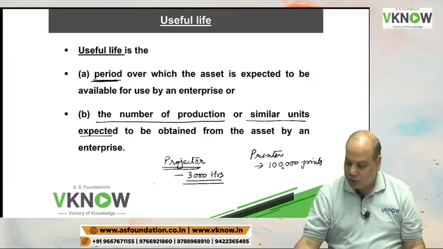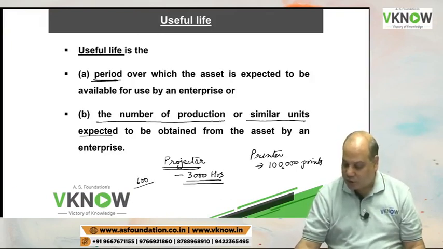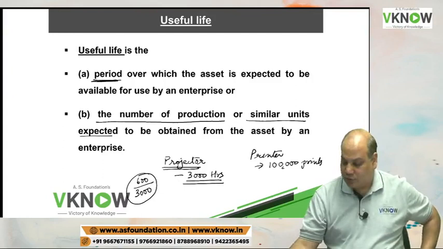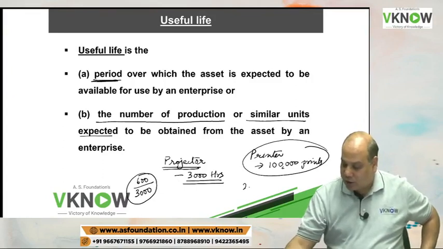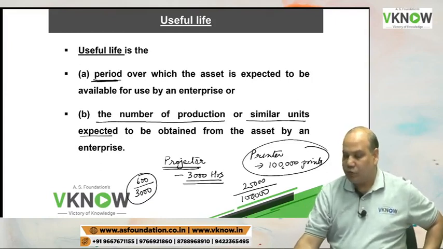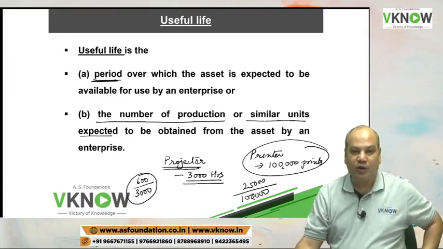Okay. So in a year, if I am using 600 hours of projector, my depreciation will be based on 600 divided by 3000. If in a year I have printed 25,000 prints, then my depreciation base will be 25,000 divided by 1 lakh.